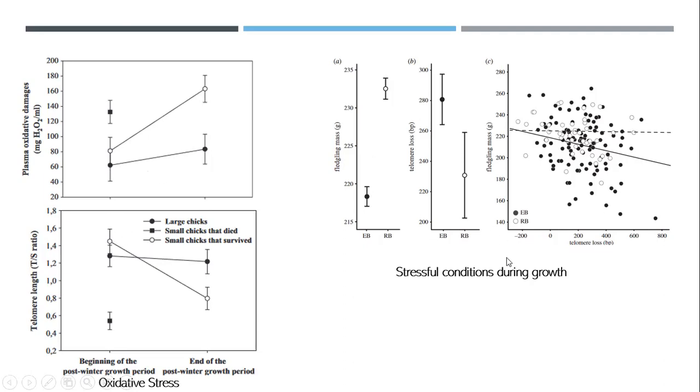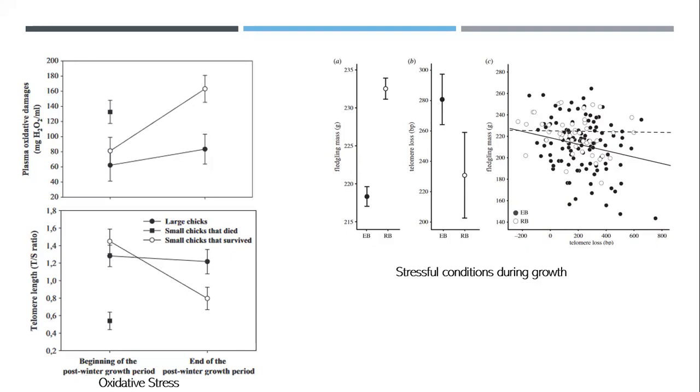Similarly, this study was done in birds as well. EB means enlarged brood and RB means reduced brood. Brood is basically the number of chicks that a bird has in the nest. For this experiment, they were manipulating the number of chicks initially in the nest. For example, EB means enlarged brood: if the bird had 3 chicks, they added 2 more. And reduced brood means if they have 5 chicks, they reduce it to 3. So they were changing the number of chicks in the nest.